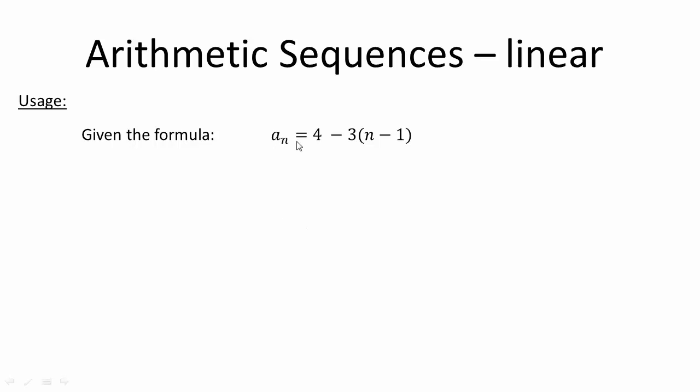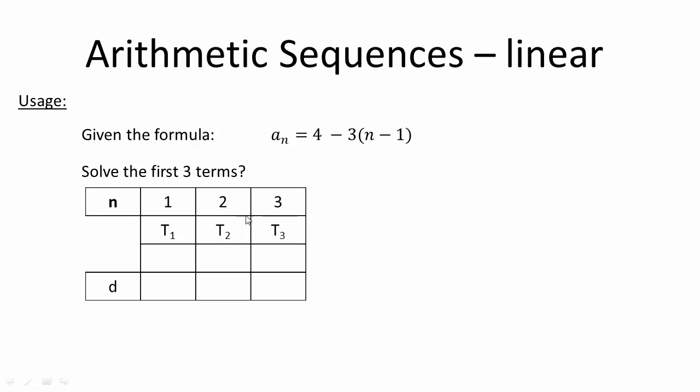You're given a formula: an is equal to 4 minus 3 times (n minus 1). Right? Let's figure out a bit more about what this formula could be. I've told you it's an arithmetic sequence, it's linear. But let's solve for the first three terms. Right, we set up our table n = 1, 2, 3, which is the equivalent of term 1, 2, and 3. We solve the first term.